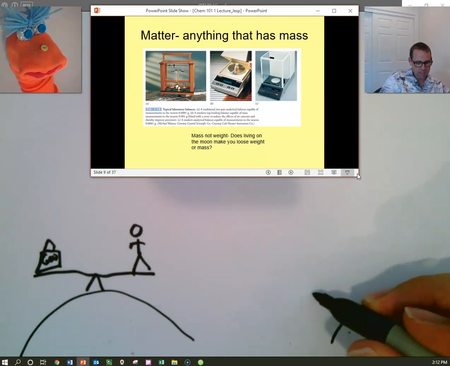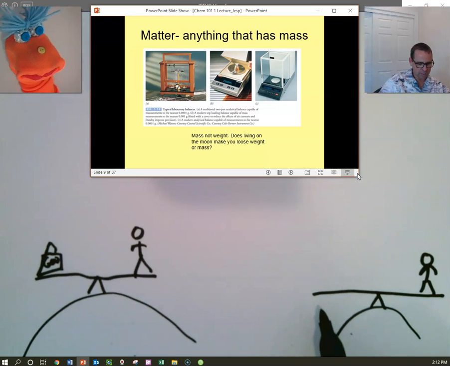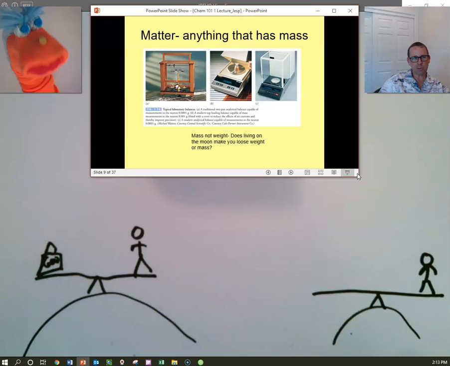And then I take the same balance and put it onto the moon. Now, when I stand here on the moon, what kind of a balance are you going to need on the moon? You're going to need the same thing, because even though you're on the moon and there's less gravity, you still need to balance it. So you're going to have the same mass on the moon, so you're going to need the same mass on both sides.